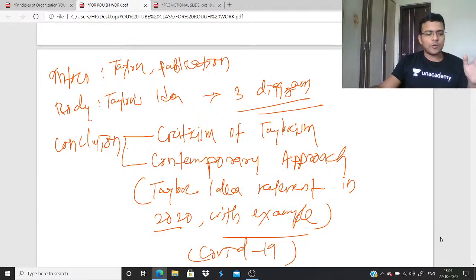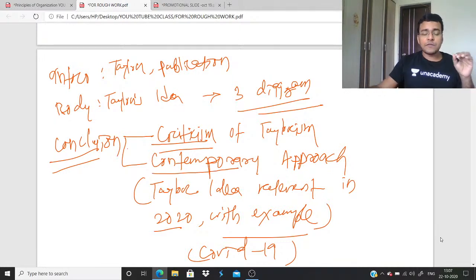Always remember, whenever you write an answer, your answer should be divided into three parts: introduction, body and conclusion. And whenever you write a conclusion of a theorist, you write it in two parts. You must criticize it, because every theorist, be it classical, human relation or behavioral theorist, is criticized. And contemporary approach, that means Taylor's idea or Fayol's idea or every theorist's idea is relevant today. So when we discuss every question in this way, your answer will be better.